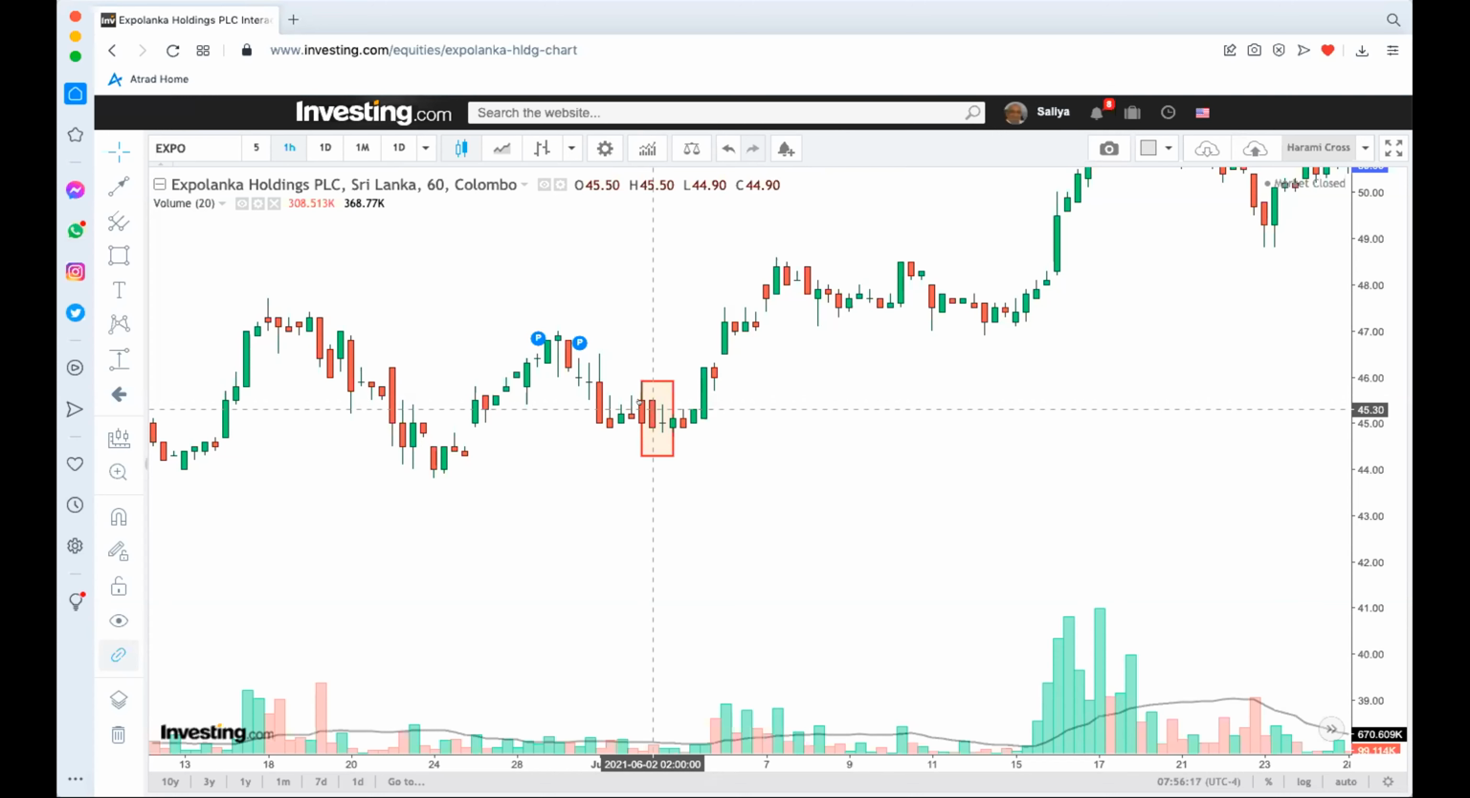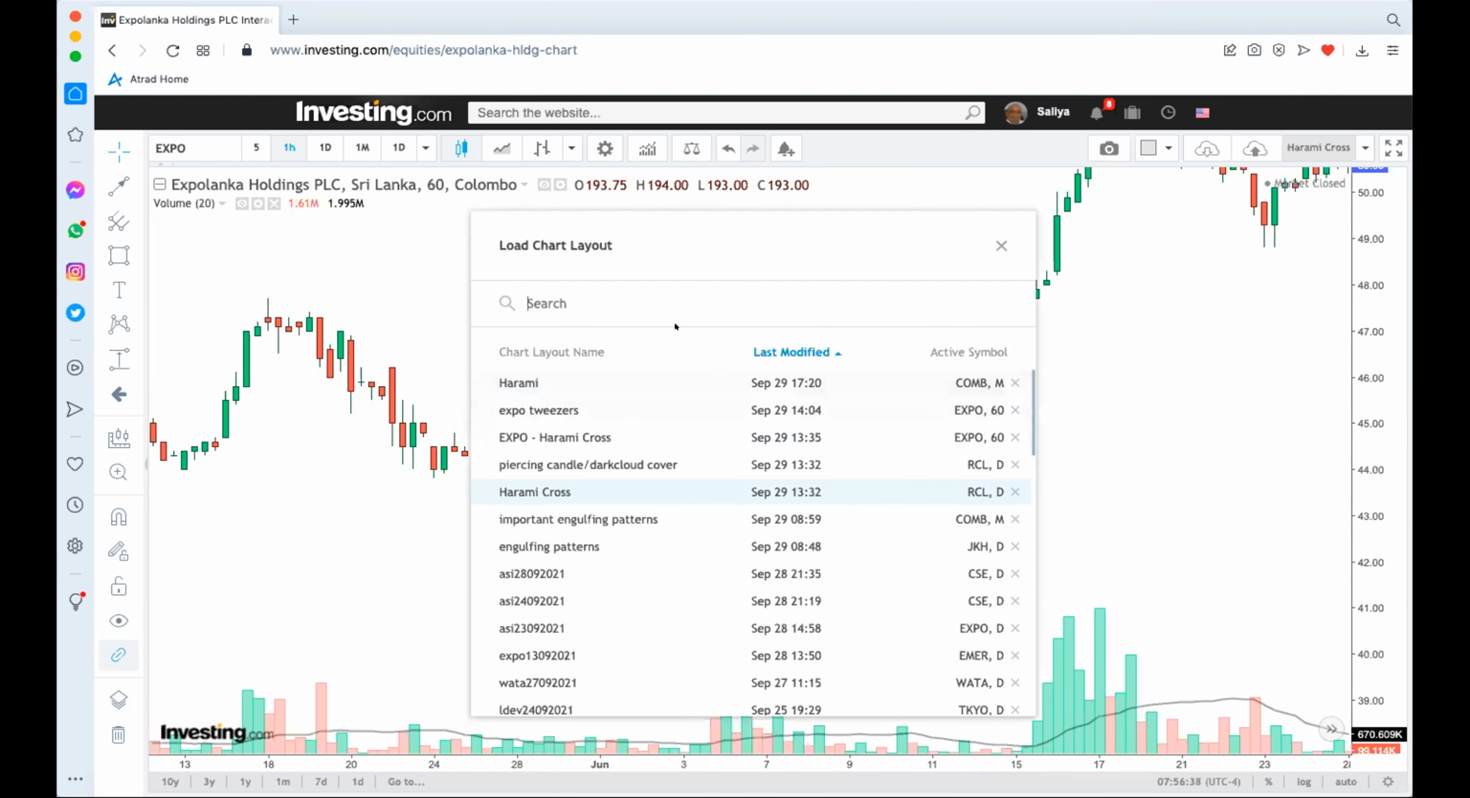In an hourly chart, if by any chance this was not an accurate formation, then you would have seen that the low of this candle would have been broken and the prices would have come down. But here it didn't happen. So that is a Harami cross. Thereafter, we will be going into the piercing candle and the dark cloud cover.